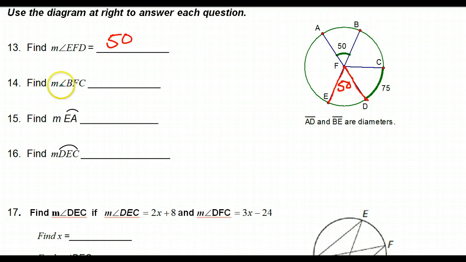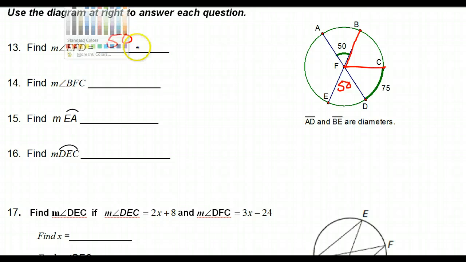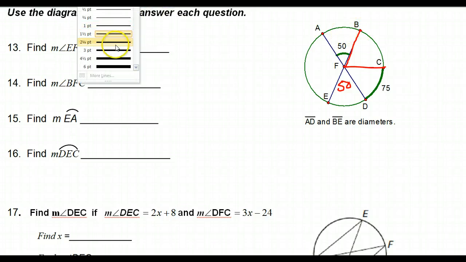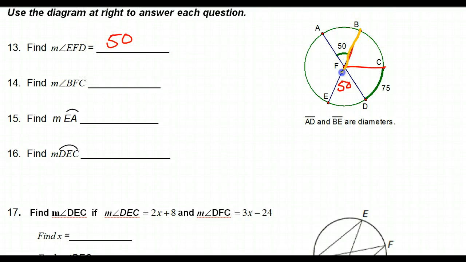Number 14, we're supposed to find the measure of angle BFC. So let's see, BFC is right here, so this is our target. And what we can do is, let's look at the semicircle. Because this is a diameter, we have a semicircle right here. So I know that's 180 degrees. But if you look carefully, I have 50 here, I have 75 here. So I have everything except for this missing piece.